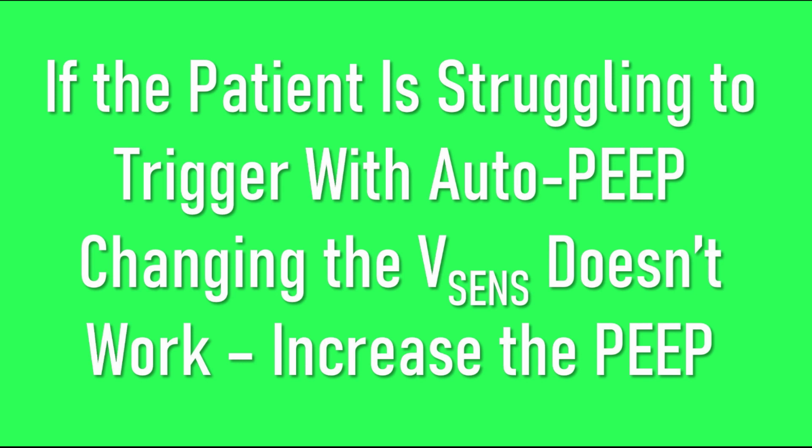But what every weaning guideline almost universally says is that you need to turn the PEEP down to 5 centimeters of water. This is not always the right thing for the patient. Remember that we use PEEP principally for oxygenation and for improving lung compliance. But the other reason we use PEEP is to overcome the waterfall effect with Auto-PEEP. So keep this in mind.